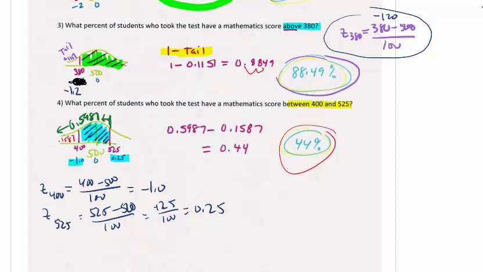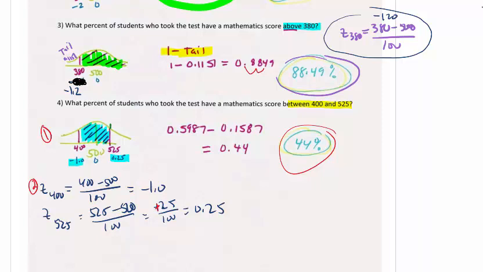Number 4, what percentage of students who took the test have a mathematics score between 400 and 800. So that's the part that I have highlighted in blue. Our second step, again, remember this is the first step, our second step is to standardize it. So 400 minus the 500 divided by 100 gives me the negative 1.0, which is highlighted in blue. The 525 minus 500 gives me a positive 25 divided by 100, which is 0.25, which is also highlighted in blue.